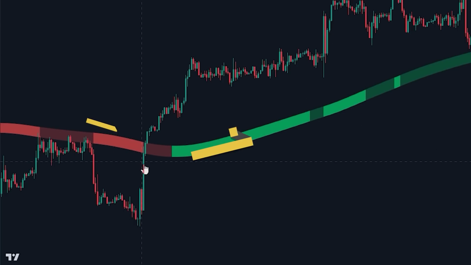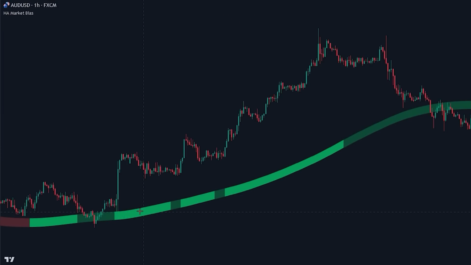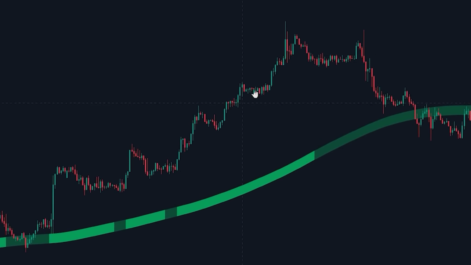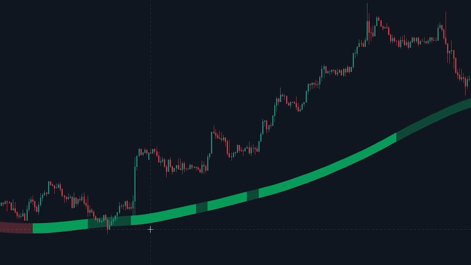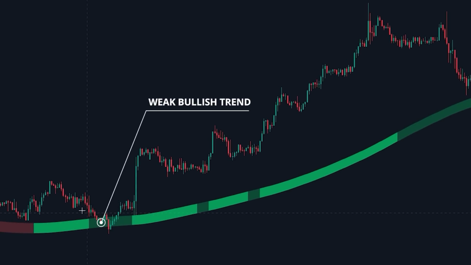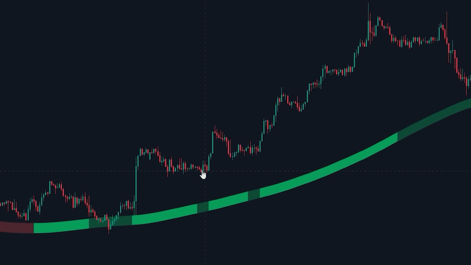However, what exactly do these dark green and dark red colors mean? Well, when the market bias line is light green, it indicates that the market is in a stronger bullish trend. An example of when this would be the case is if a bullish breakout occurs. On the other hand, a darker green color indicates that the bullish trend is weak. An example of when this would be the case is if a pullback or correction is made.